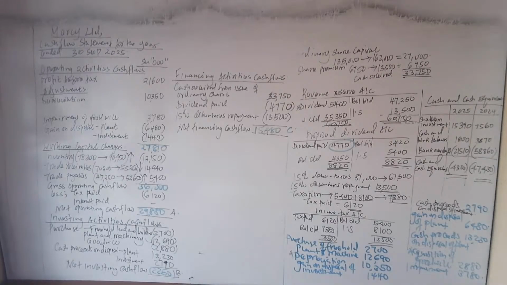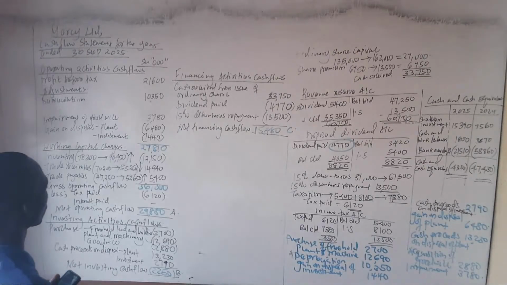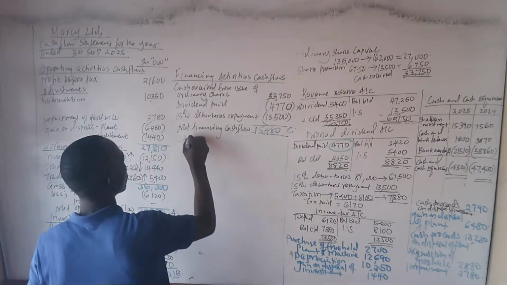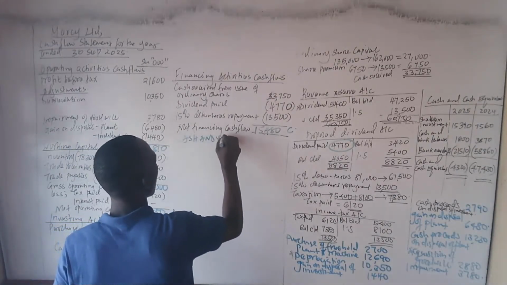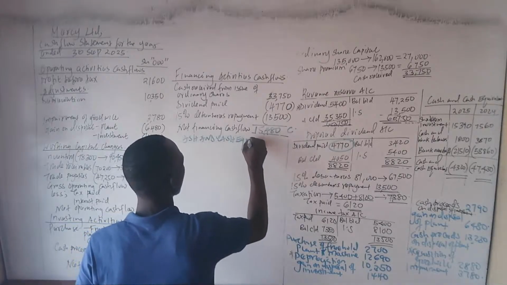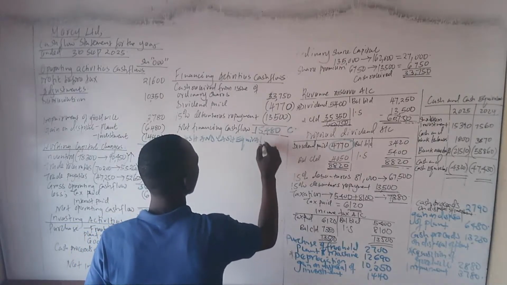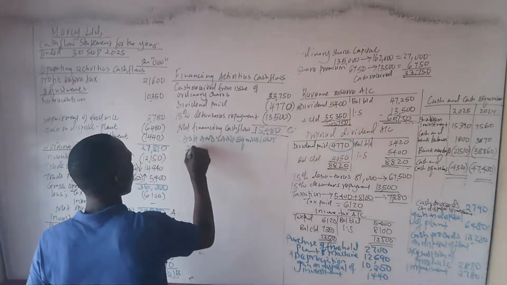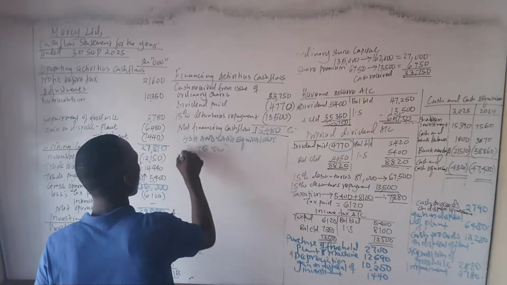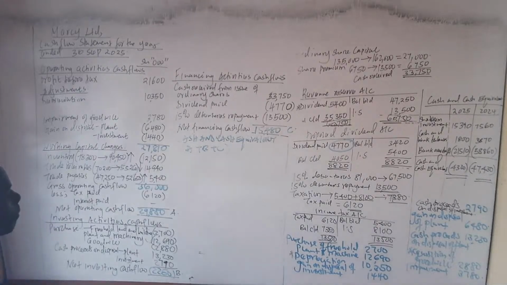So once we have that, now we can get what we call the cash and cash equivalent. So let us get cash and cash equivalent. And this cash and cash equivalent will be given by A plus B plus C. We are going to get it by taking A plus B plus C.